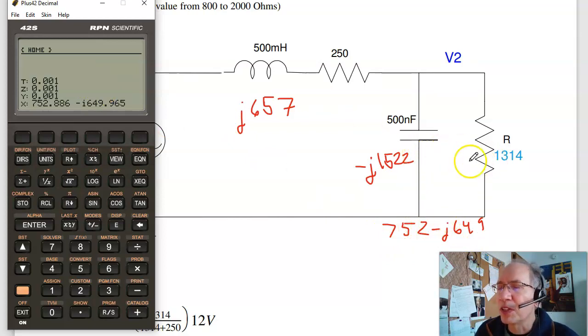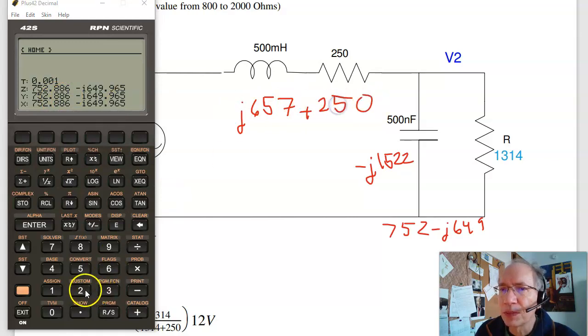By voltage division, it's R1 over R1 plus R2. So let's hit enter twice. Creates two copies on the stack. Now add 250 plus j657. So 250, enter, 657, complex. Now I'm going to add these two together. I enter twice because here's the numerator, there's the denominator, take the ratio. All that times the input, and the input was minus j13. 0, enter, negative 13, complex, times, there's your output.